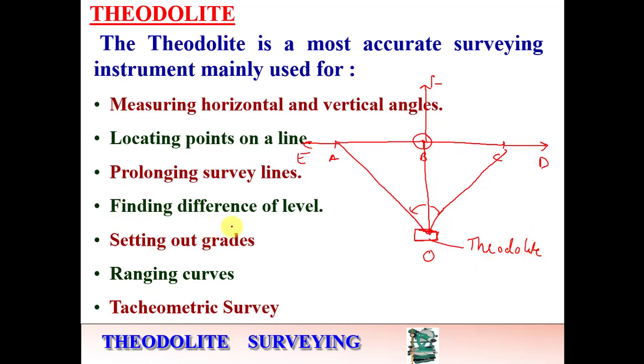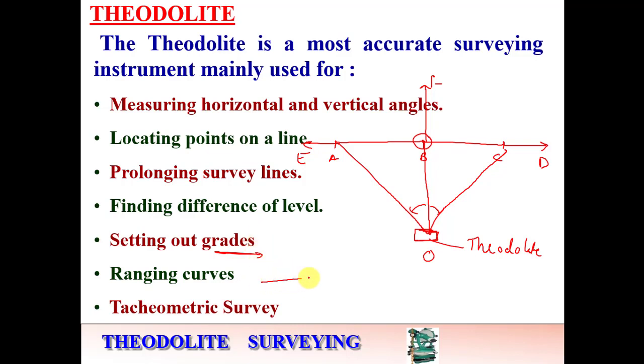The fourth use of theodolite is to find the difference in level. As I told you earlier, because theodolite contains a telescope, with the help of the telescope you can also read the staff, which is the important instrument during the leveling process. The last one is setting out grades. Setting out grades is very useful in road construction as well as in railway construction.